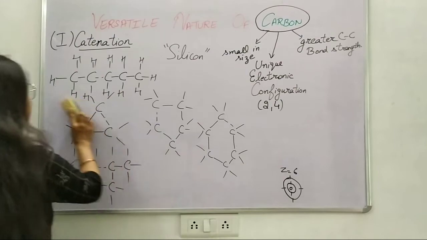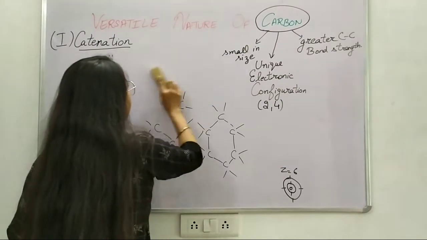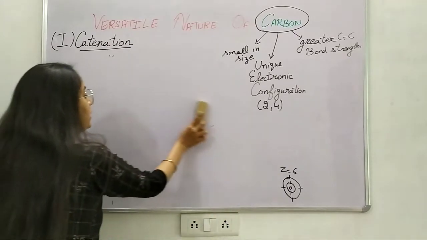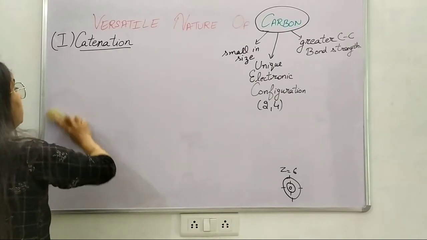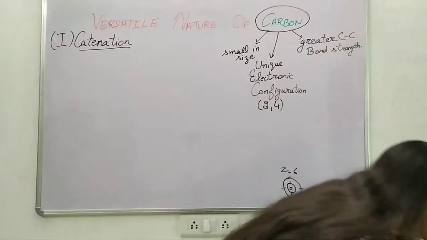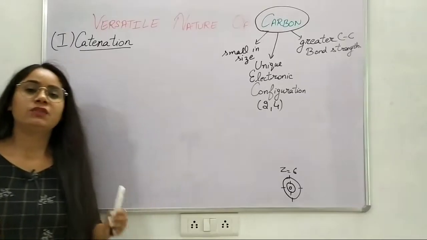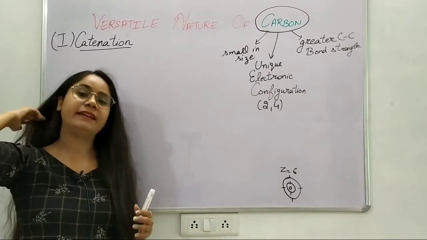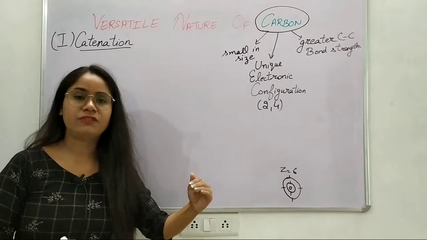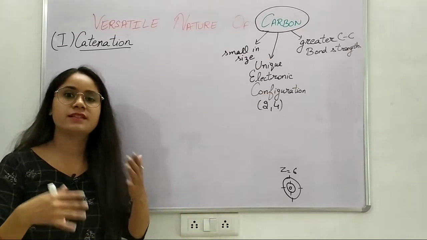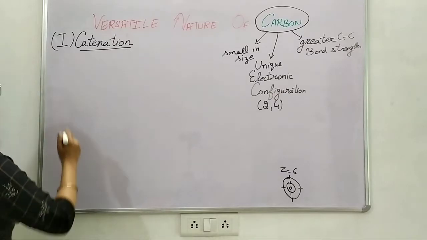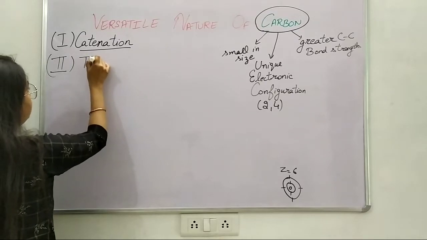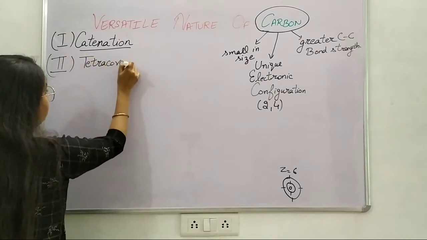Now it's time to discuss another property. Today we will discuss one property you have never heard of, that is catenation. Now the next property will be a simpler one as compared to the first one, which you will have already done in this chapter. The third one will again be a difficult one, and the fourth one will again be simple, so that it is easy for you to remember. Now the second one is tetracovalency.